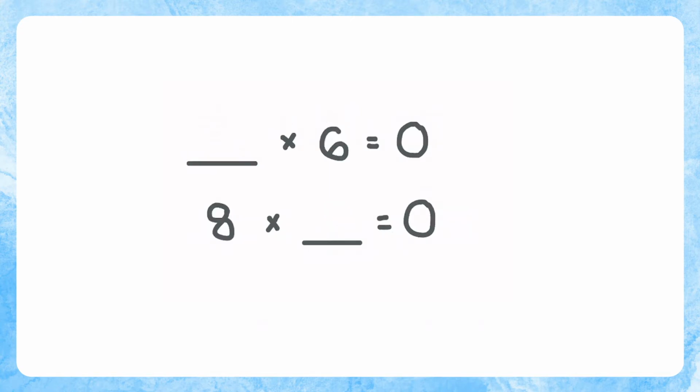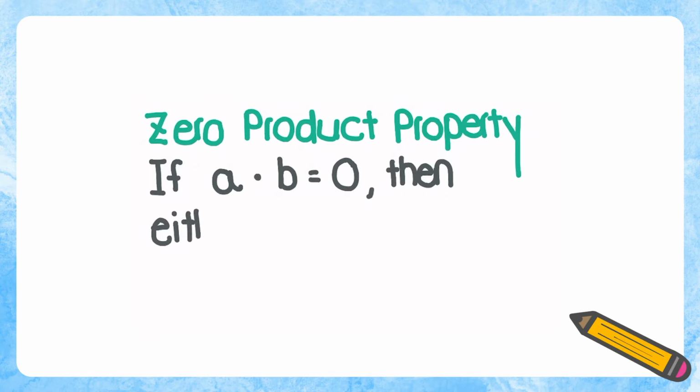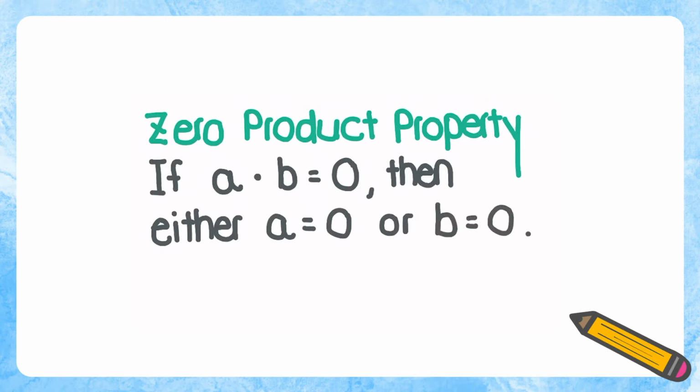What if I have something times 6 equals 0? We know that the first number has to be a 0. And if it's 8 times something equals 0, we know that the second number has to be a 0. So this is actually what the zero product property is. If A times B equals 0, then either A equals 0 or B equals 0. So if something times something equals 0, then one of those somethings has to be 0.